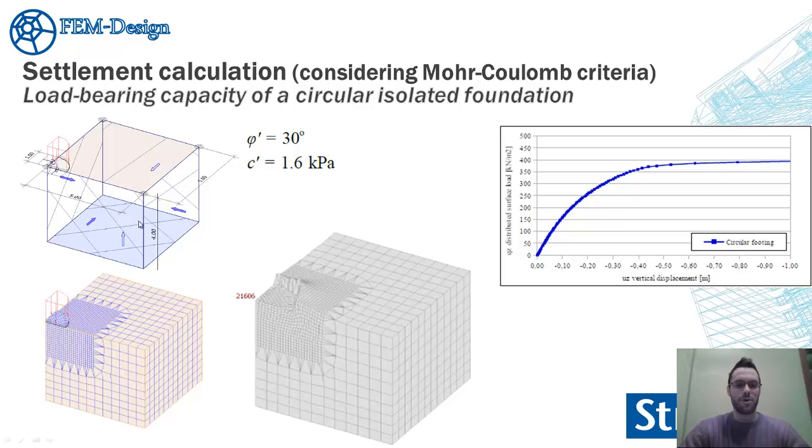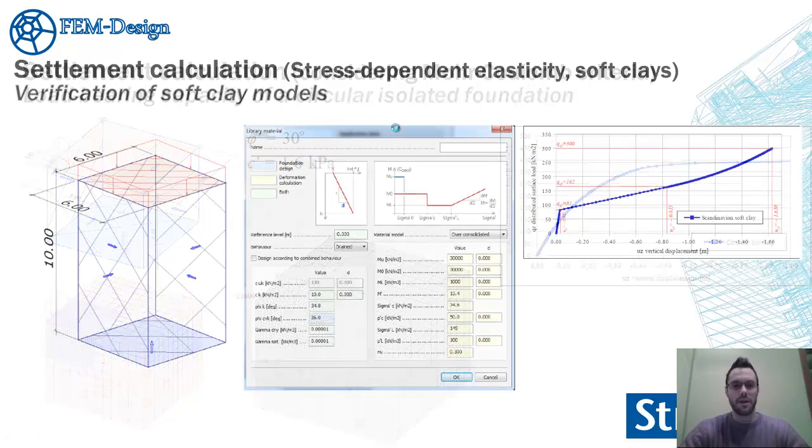I modeled just a quarter of the model. We use two symmetry planes here, and you can see the local refinement in the mesh. And if I increase the loads here, the behavior is obviously nonlinear, and at a certain load level, of course, we reach the load bearing capacity of this circular isolated foundation.